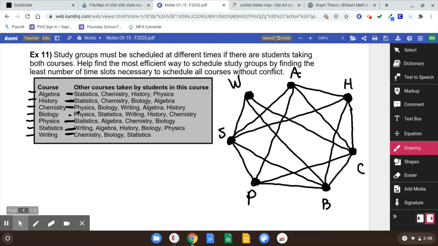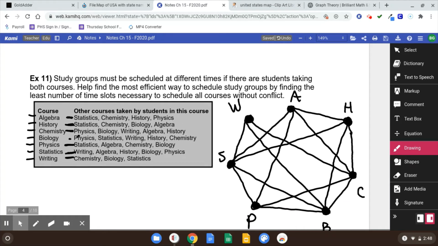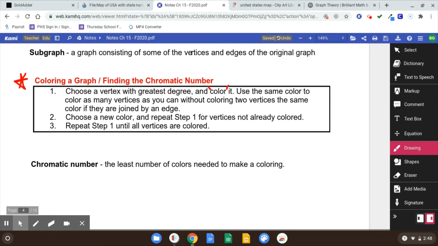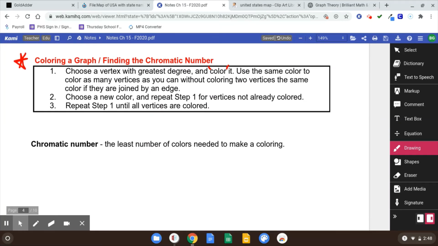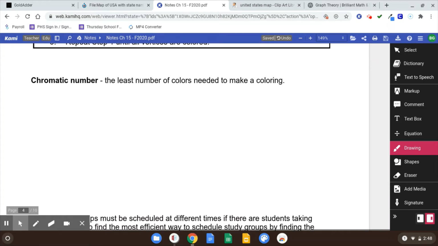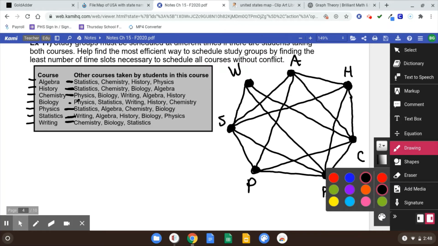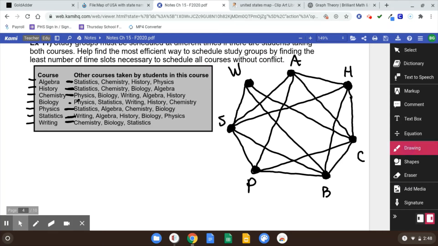Now I'm going to color this graph. Now, coloring does not literally mean coloring, so please don't literally color. We're going to follow these steps. Choose a vertex with greatest degree. So let's look at the degrees of the vertices. Degree 3, degree 4.